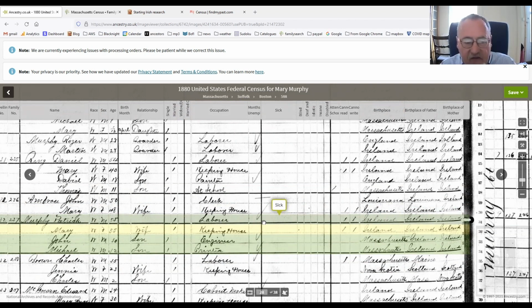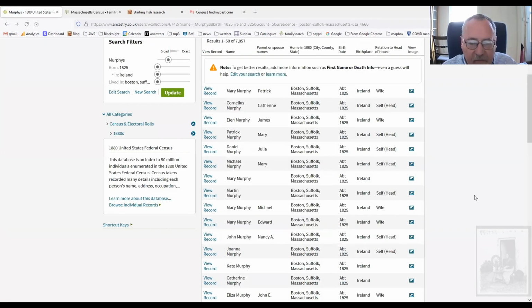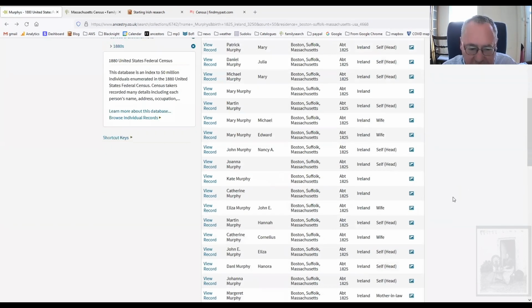So the next stage then, with that piece of information or that probability, you can then go to Massachusetts marriage records, which are wonderful, which give parents' names and so on and so forth. If you can identify the right Patrick and Mary, as I said, if these are your Murphys, I wish you the best of luck, and maybe you should think about finding another hobby.